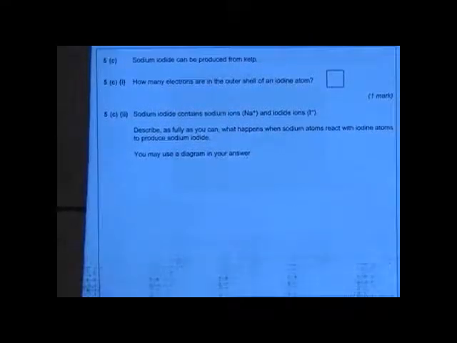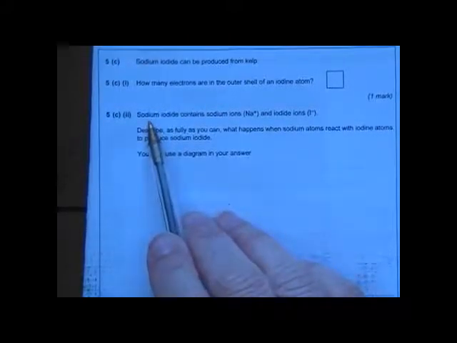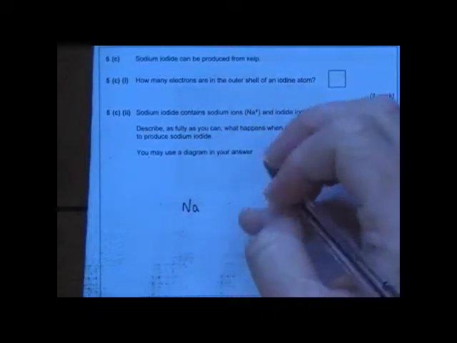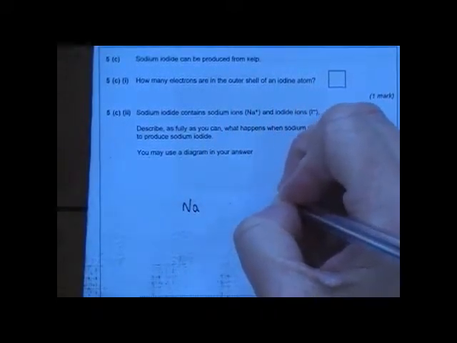So the first thing you need to do when you're drawing an ionic bond is draw the original atoms to start with. So this question here is asking about sodium iodide. So I'm going to first of all draw sodium, and then I'm going to draw iodine.